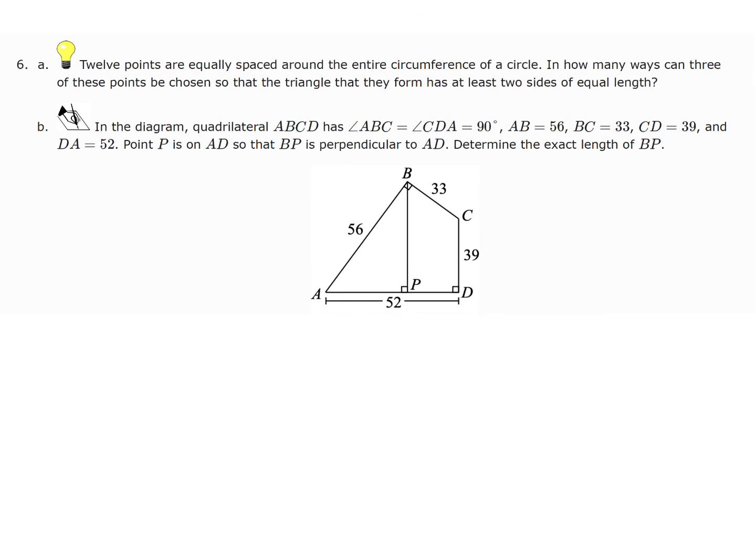"12 points are equally spaced around the entire circumference of a circle. In how many ways can 3 of these points be chosen so that the triangle that they form has at least 2 sides of equal length?"